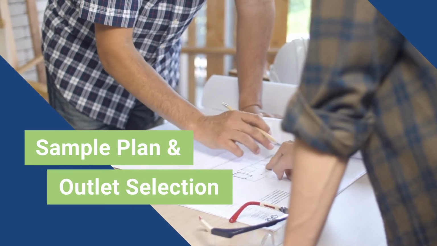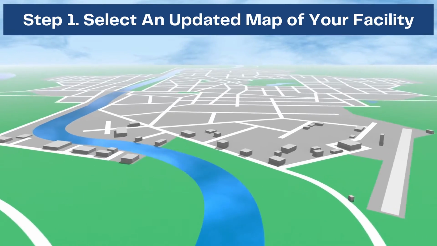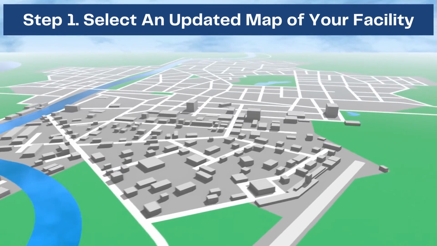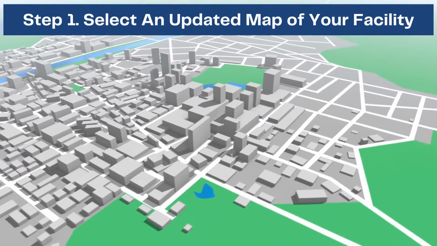Sample plan and outlet selection. Step 1. Select an updated map of your facility. Reach out to your maintenance department to see if they have a map. Fire maps are also a good alternative.